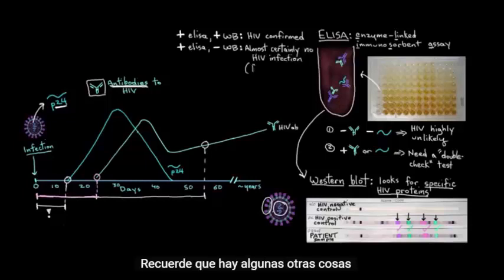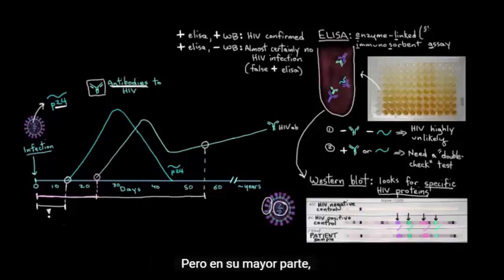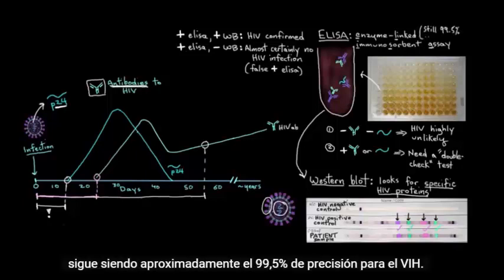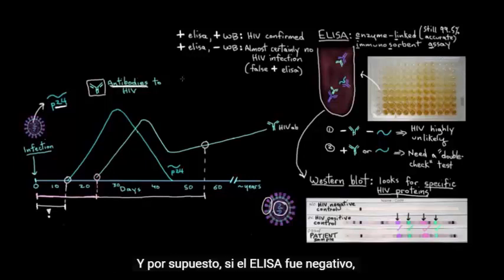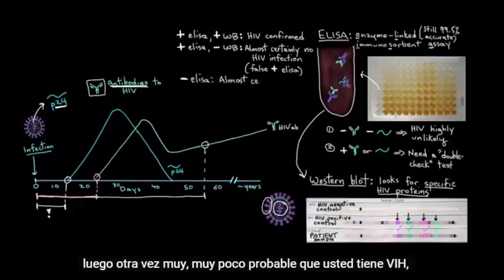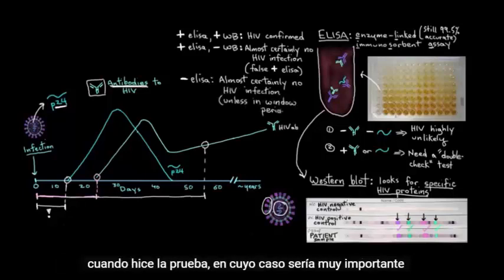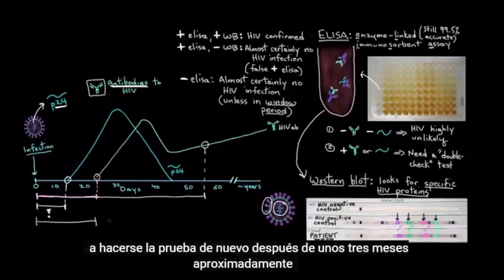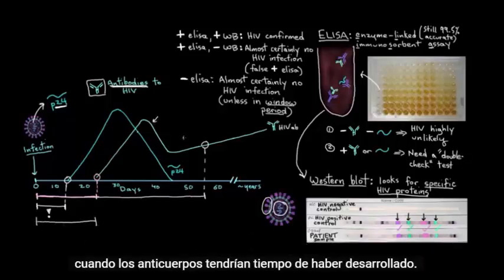Remember, there's some other things that can make the ELISA report positive when it actually isn't. But for the most part, it's still about 99.5% accurate for HIV. And of course, if your ELISA was negative, then again, really, really unlikely that you have HIV. Unless, of course, you were in the window period when you got tested, in which case it'd be pretty important to get tested again after about 3 months or so, when your antibodies would have time to have developed.